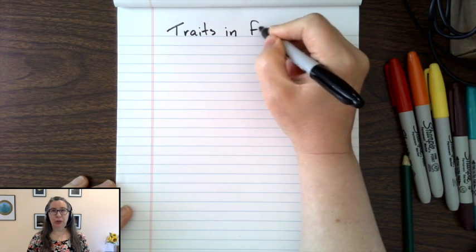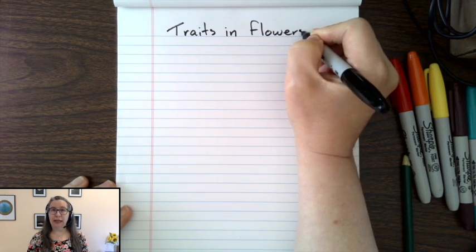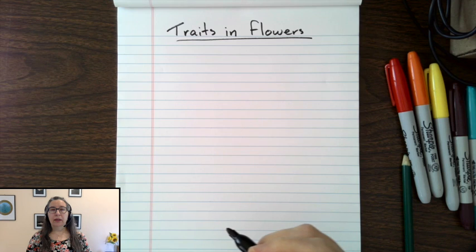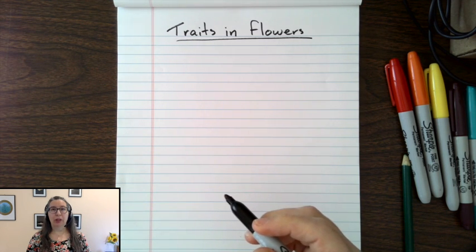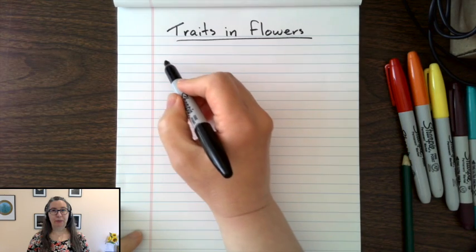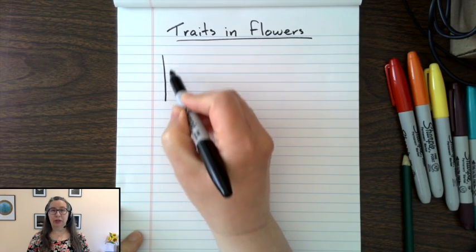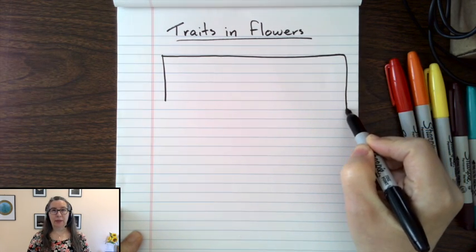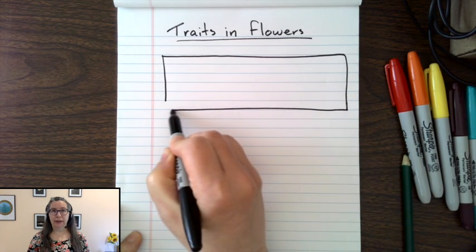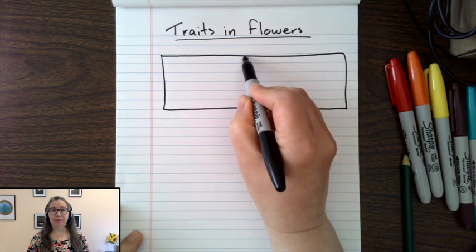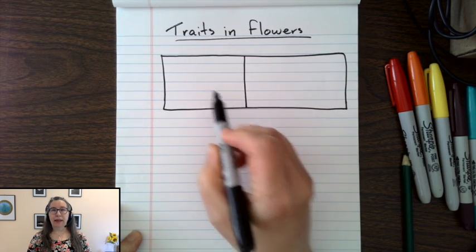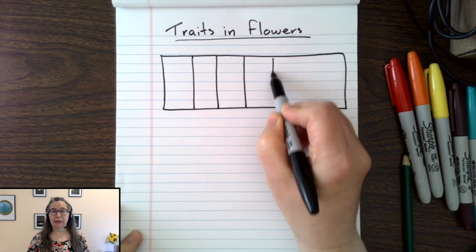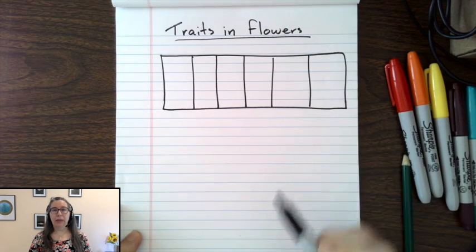And the first thing we're going to do is make a chart that shows the traits that are going to end up in the flowers we make. Label your piece of paper Traits in Flowers. Now draw your table, your chart. It's going to need to have 2 rows and 6 columns. So draw a big wide rectangle and divide it in half. Divide the left half into 3 parts and divide the right part into 3 parts and make 2 rows.